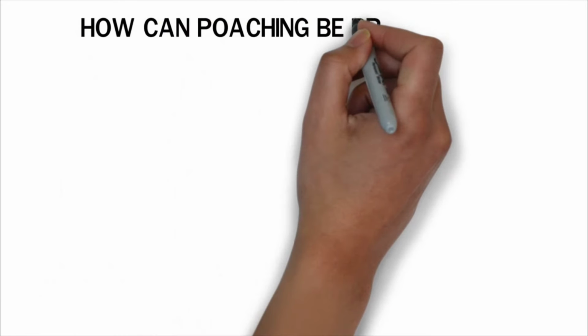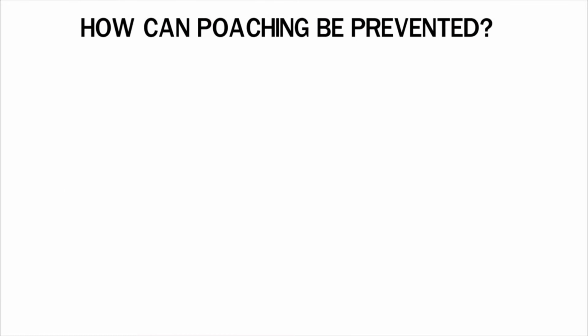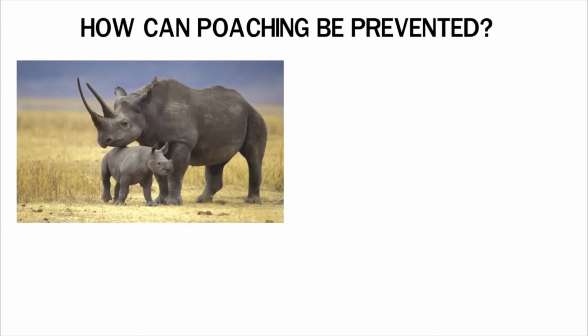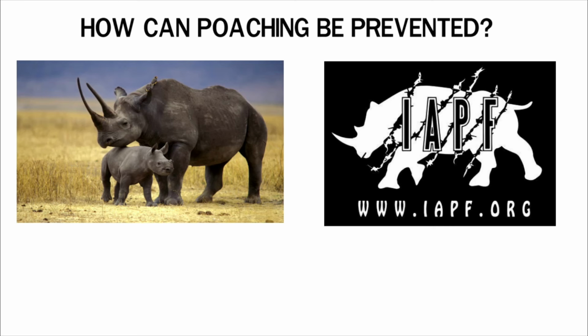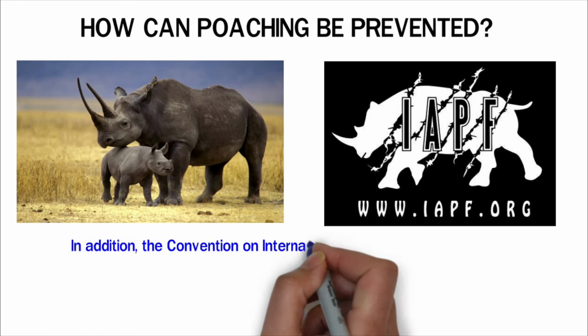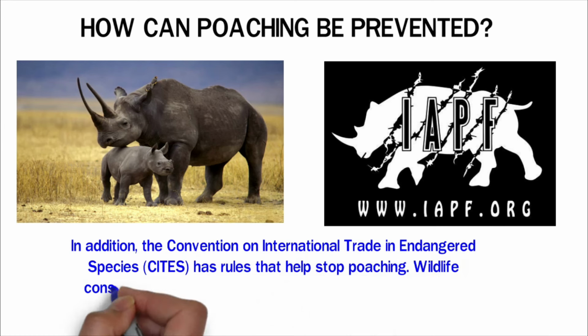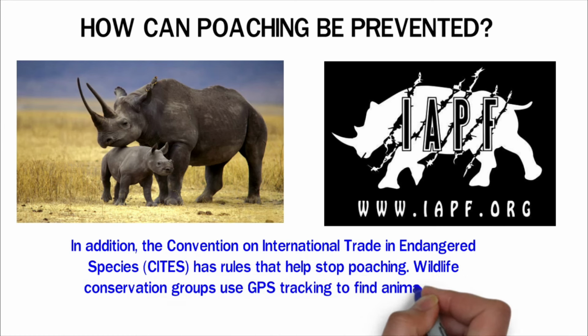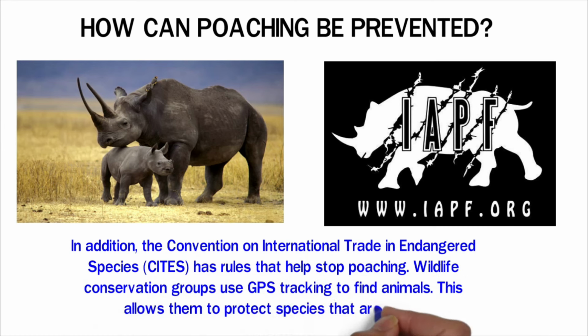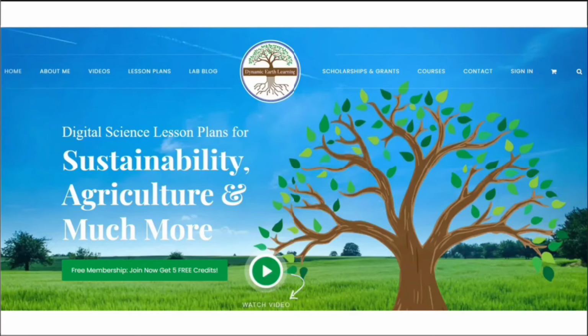How can poaching be prevented? Poaching is a problem all over the world that needs to be stopped. People who work for groups like the International Anti-Poaching Foundation are trying to make people aware of the negative effects of poaching. In addition, the Convention on International Trade in Endangered Species has rules that help stop poaching. Wildlife conservation groups use GPS tracking to find animals. This allows them to protect species that are at risk.